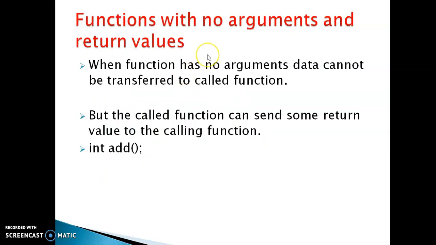Next, function with no arguments and return values. When a function has no arguments, data cannot be transferred to the called function, but the called function can send some return value to the calling function. For example, int add. So it is an example where we can observe that no arguments are passed into that function, but the function add is going to return a value.